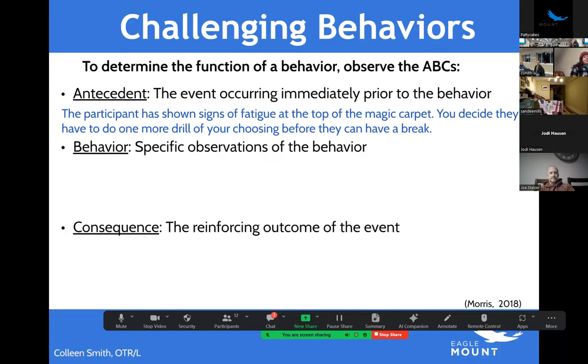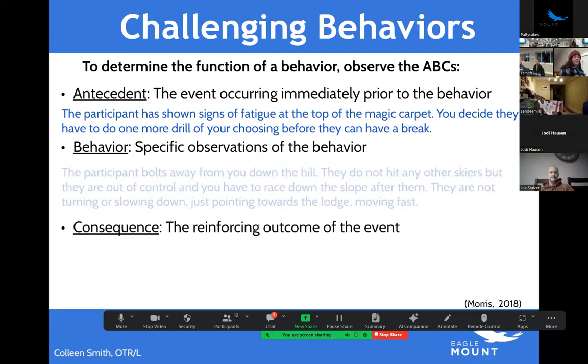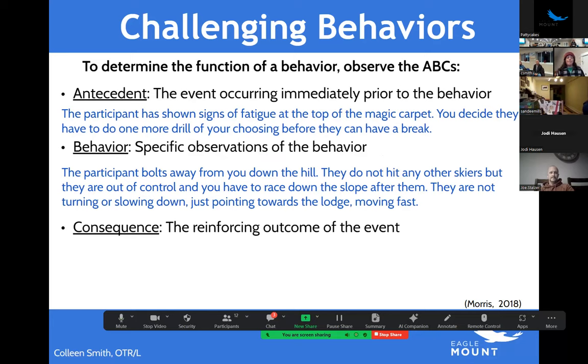So the participant has shown some signs of fatigue at the top of the magic carpet area. You decide they have to do one more drill of your choosing before they can have a break. Then the participant bolts away from you down the hill. They don't hit any other skiers, but they are out of control and you have to race down after them. They're not turning, they're not slowing down, just pointing towards the lodge, going fast. Can you tell this has happened to me?